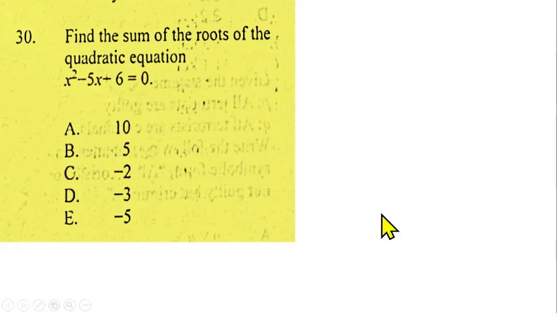Question number 30 is from the quadratic equation. In this case, the sum of the roots of a quadratic equation. You have to find the sum of the roots of this quadratic equation, x squared minus 5x minus 6 equals 0.